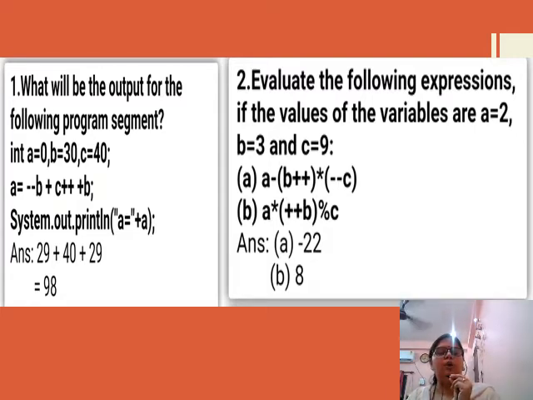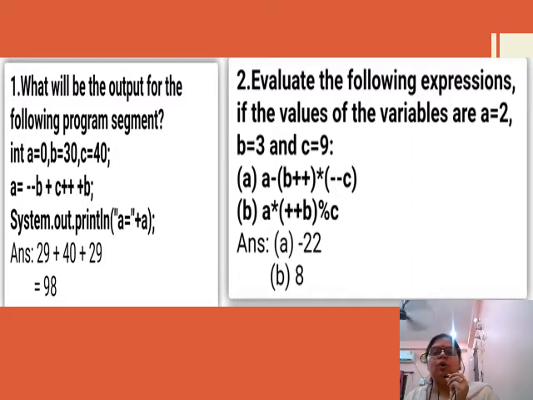As you all know, in postfix, the number increases or decreases after the expression is used. So 29 plus C remains 40 only, plus 29. When we add the whole expression, it will become 98. Now in the second question, we will see that A is 2 minus B++ times B++, B will remain 3 only, and --C will become 8.